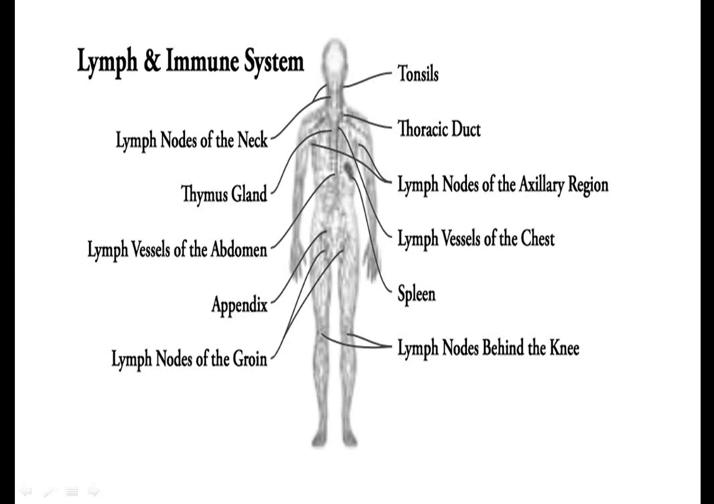Whatever lymph is carried by lymphatic capillaries and lymphatic vessels will be filtered in the lymph nodes. And such lymphatic vessels and capillaries will drain all the lymph into the two main lymphatic ducts, the thoracic duct and the left lymphatic duct. These two will drain the lymph into the subclavian vein.